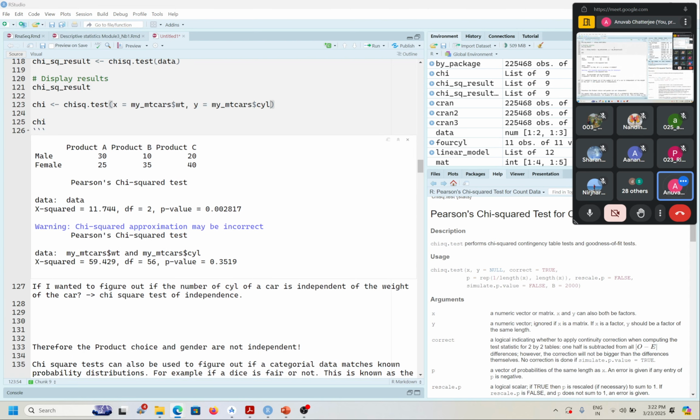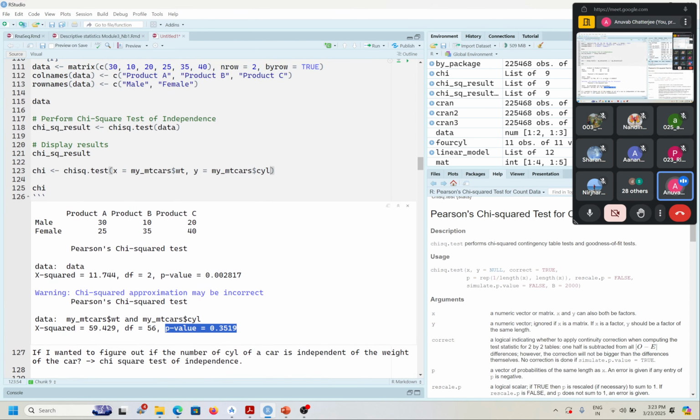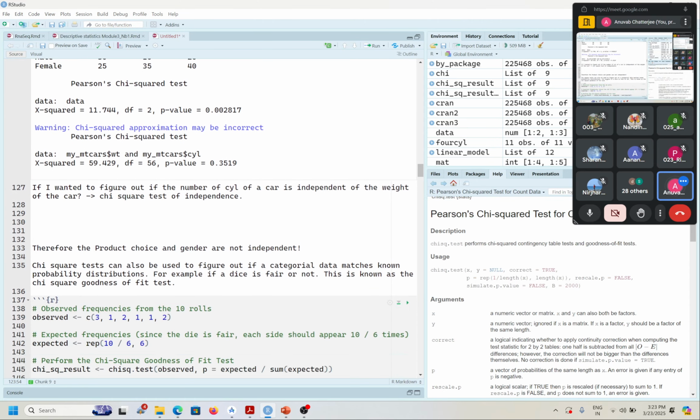As we see, the weight and the cylinders both are not significant, so they are independent, is essentially what the test tells us. The weight does not depend on the number of cylinders. Okay, so that was a chi-square test of independence.